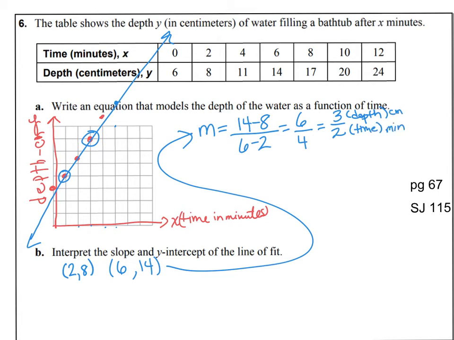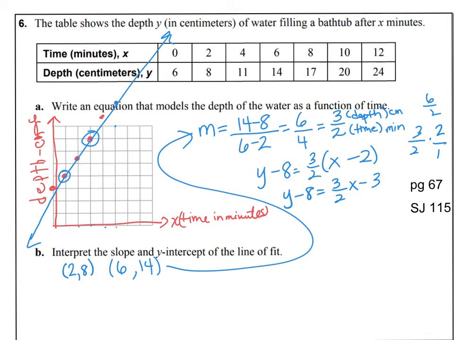I'm going to need that in just a moment. And let's find the equation. Y minus y1, so I'll use 8, equals m times x minus x1, which will be 2. Y minus 8 equals 3 over 2 times x minus 6 over 2. 3 over 2 times 2 over 1 would be 6 over 2, which is 3. So I'm going to add 8 to both sides. So y equals 3 halves x plus 5.